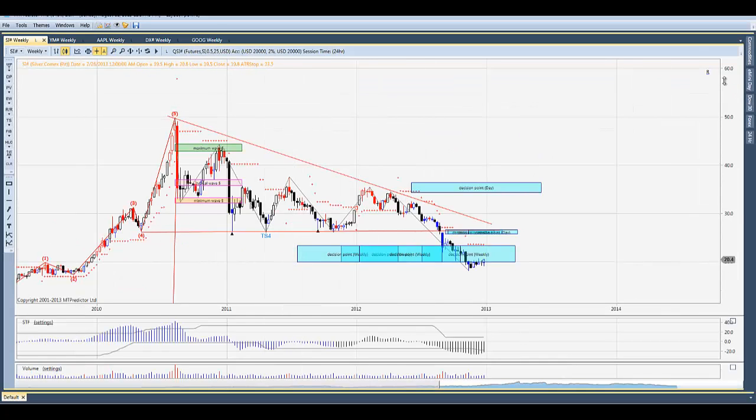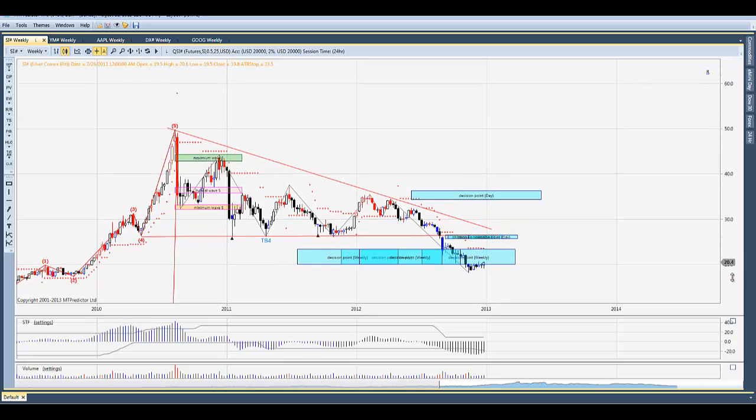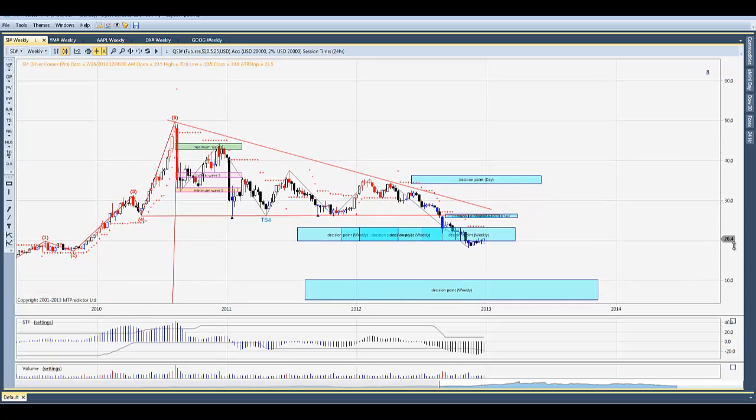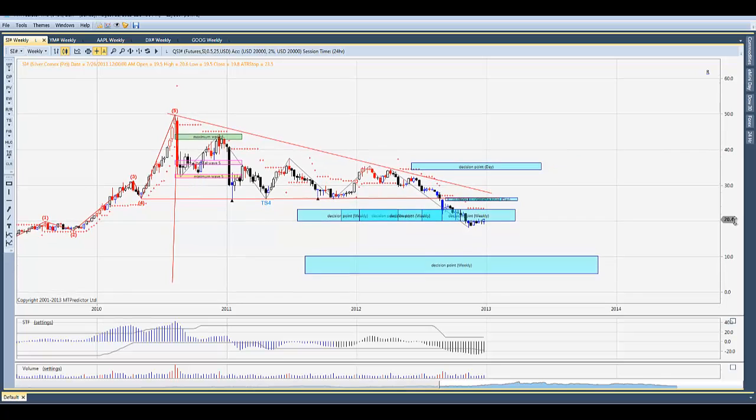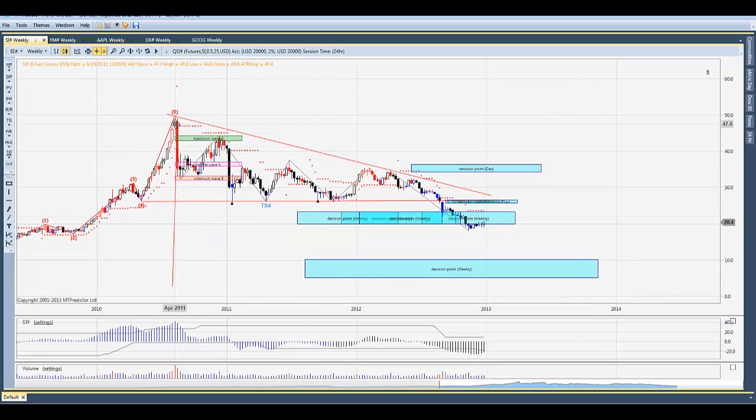Again, I got a lot of this stuff mapped out here. Pull this in a little bit. Again, we had this interesting pattern here with the descending triangle. Obviously that broke down, and you can see the target from the widest part of the triangle here, the projected move. But here we are at the decision point.